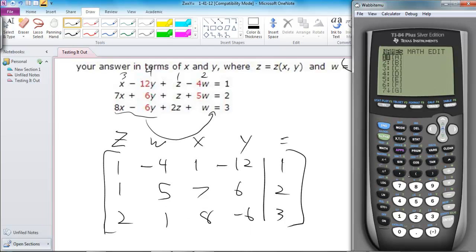But just a reminder, we're going to go into the matrix screen, arrow over to edit, hit enter. And this is a 3 by 1, 2, 3, 4, 5, 3 by 5.